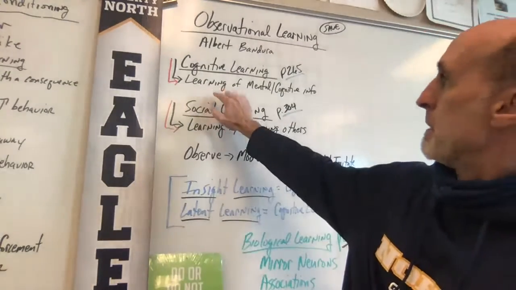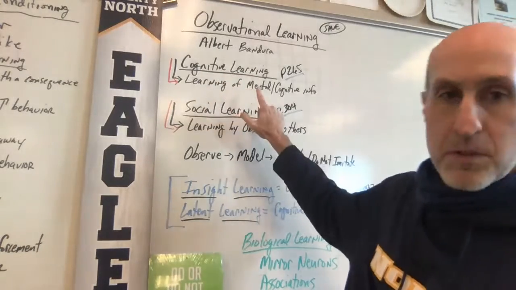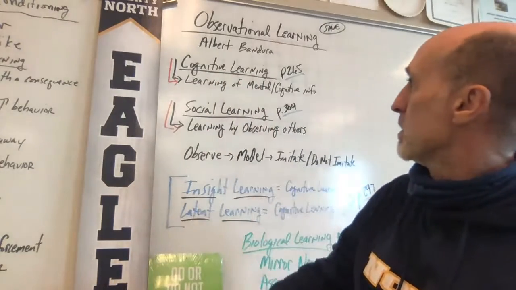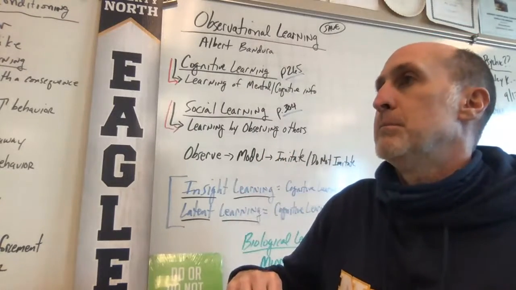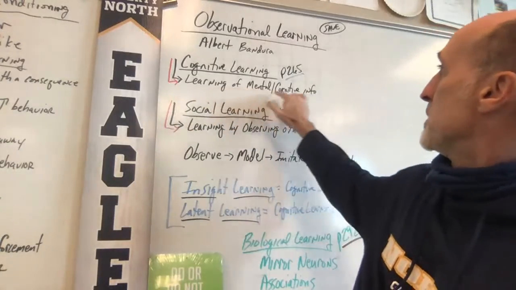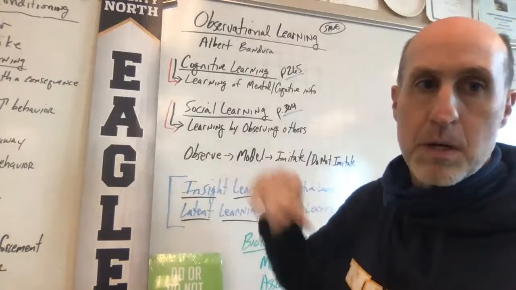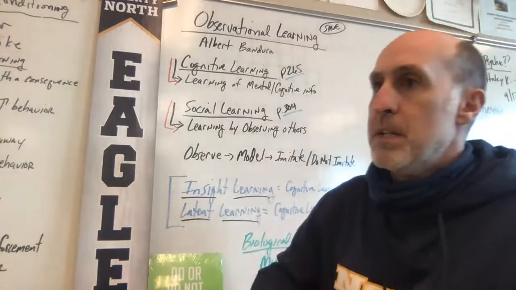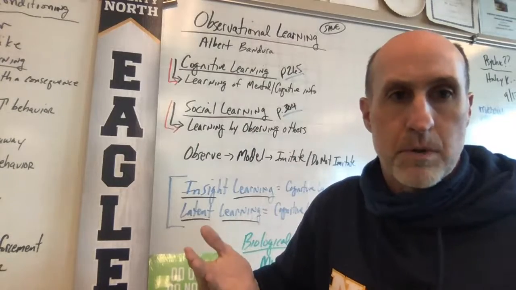Observational learning is actually two types of learning. It's cognitive learning, which is basically any learning of a mental or cognitive idea or process. I've got learning of mental cognitive information here. This is on page 265. It's a vocab term as well. Cognitive learning is anytime I use cognitive processes to learn.